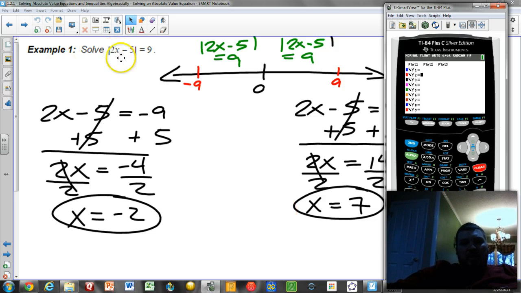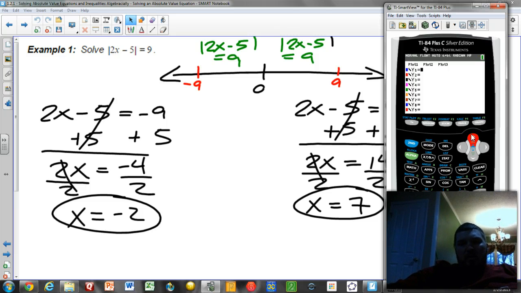So remember, the left side of our equation is going to go in y1. The right side of our equation is going to go in y2. We're going to use second calc, option 5, to find the points of intersection. So let's get started. Again, the left side of our equation needs to go in y1. This time we're doing absolute value.